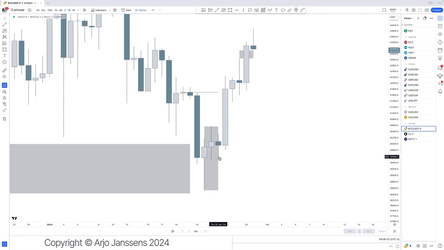So the risk management is going to be a bit more difficult. It's going to be a lot more stressful as well, because you feel like, oh, is this going to take me out? Is it going to run? It's important to know that we are simply running into resistance as well.